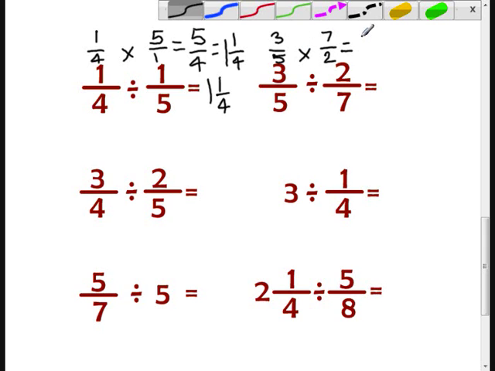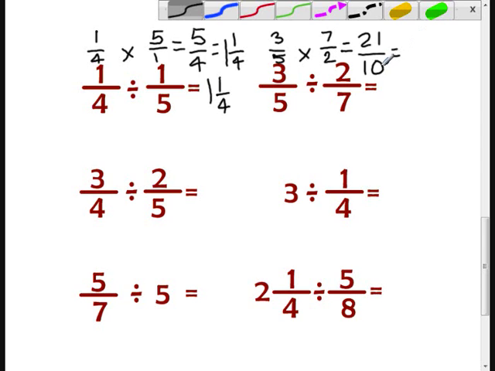3 times 7, that's 21. And 5 times 2 is 10. We have another improper fraction. We'll be seeing a lot of that when we do multiplication and division of fractions. Let's go ahead and fix it up.